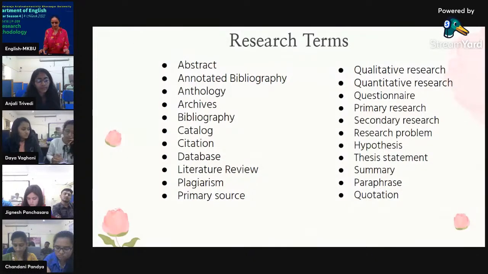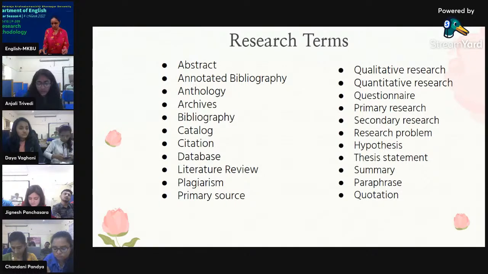Then plagiarism. It is something we should avoid, and the main reasons are failing to cite the quotations or borrowed ideas, failing to enclose borrowed language in quotation marks, failing to put summaries or paraphrases in your own words, and submitting someone else's work as your own. And then primary source. Normally original texts such as a speech, diary, novel, and such things are included in the primary source.